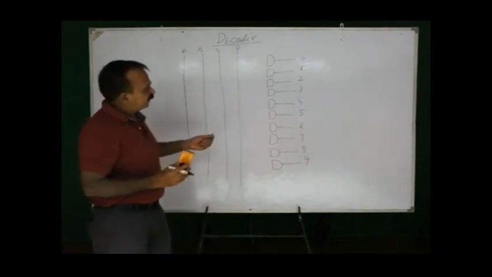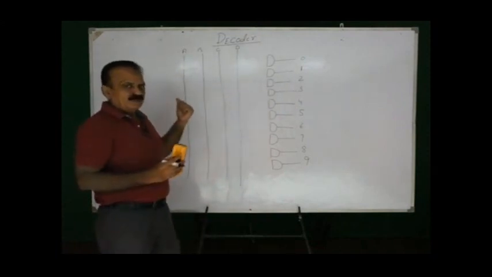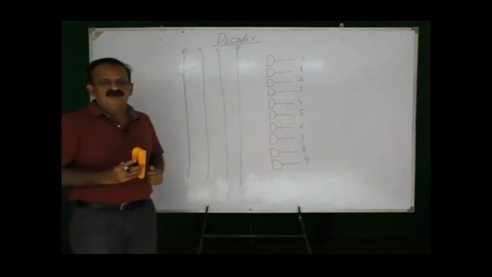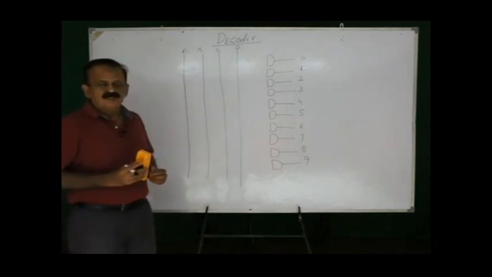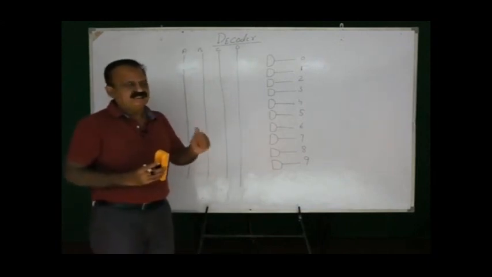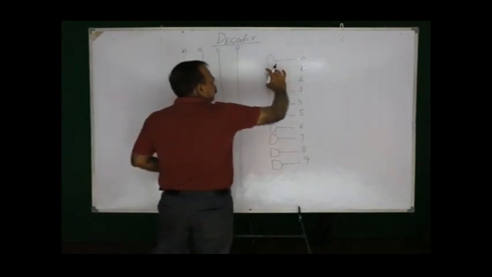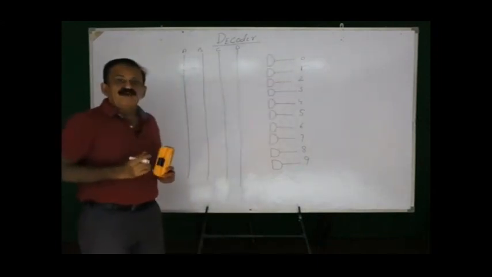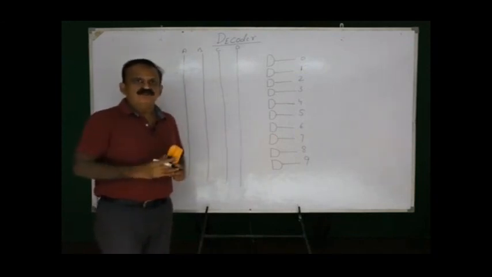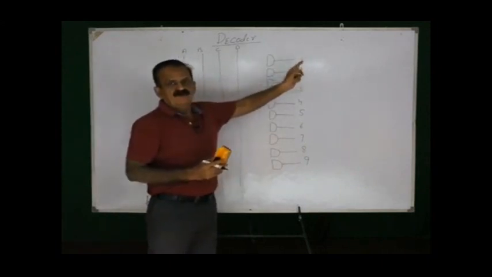Now the logic is, if this output is high, I will say the input number is 3. If this output is high, I will say the input number is 6. Now these are representing any one of the decimal digits. The inputs of these gates will be connected to fundamental products. I said the fundamental product of the binary number will be representing this decimal one.